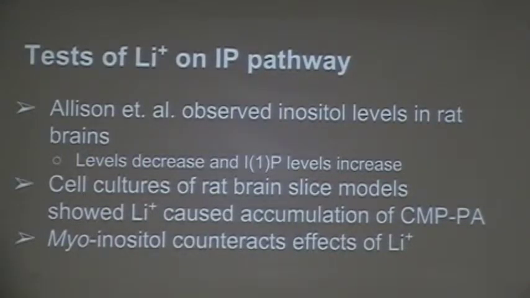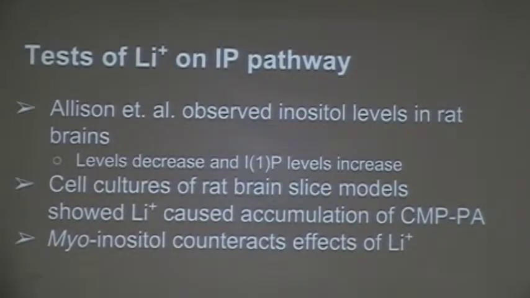Allison, who was one of the authors of one of my two main lead articles, observed the levels in rat brains and showed that levels decreased when you added inositol, we don't want decreased, and I1P, which is inositol 1-phosphate, another type of inositol, but it increased, which is what we want.